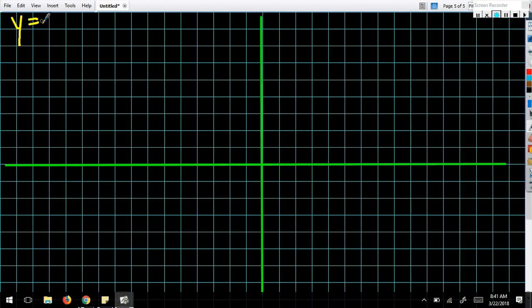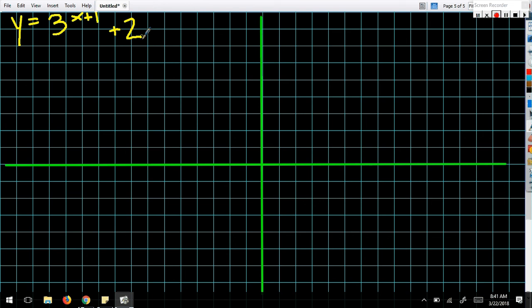Y equals, we'll start easy, 3 to the x plus 1, plus 2. Before I graph this, is it going to be above the asymptote or below the asymptote? Above. Is it growth or decay? Growth. Why? Because 3 is bigger than 1.